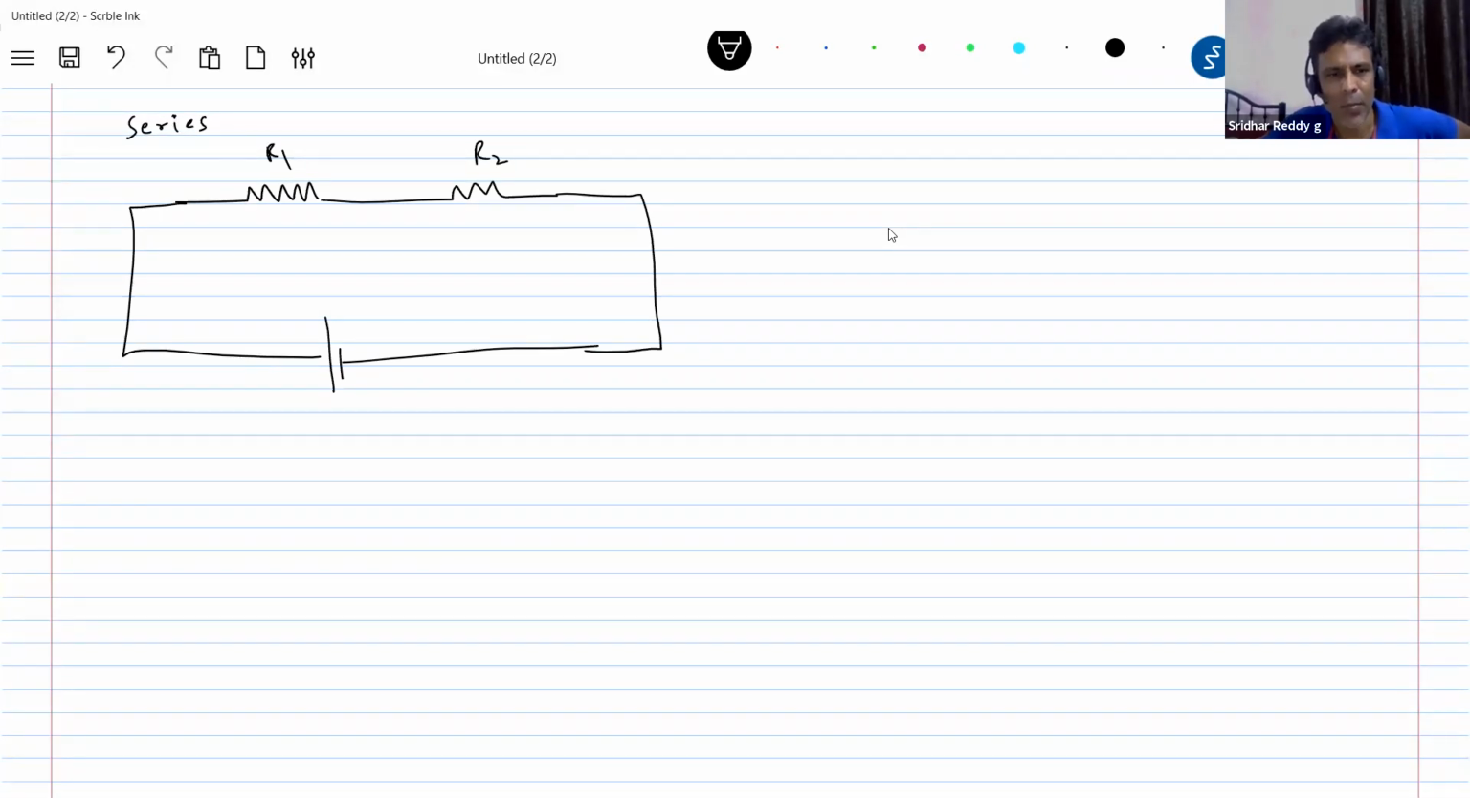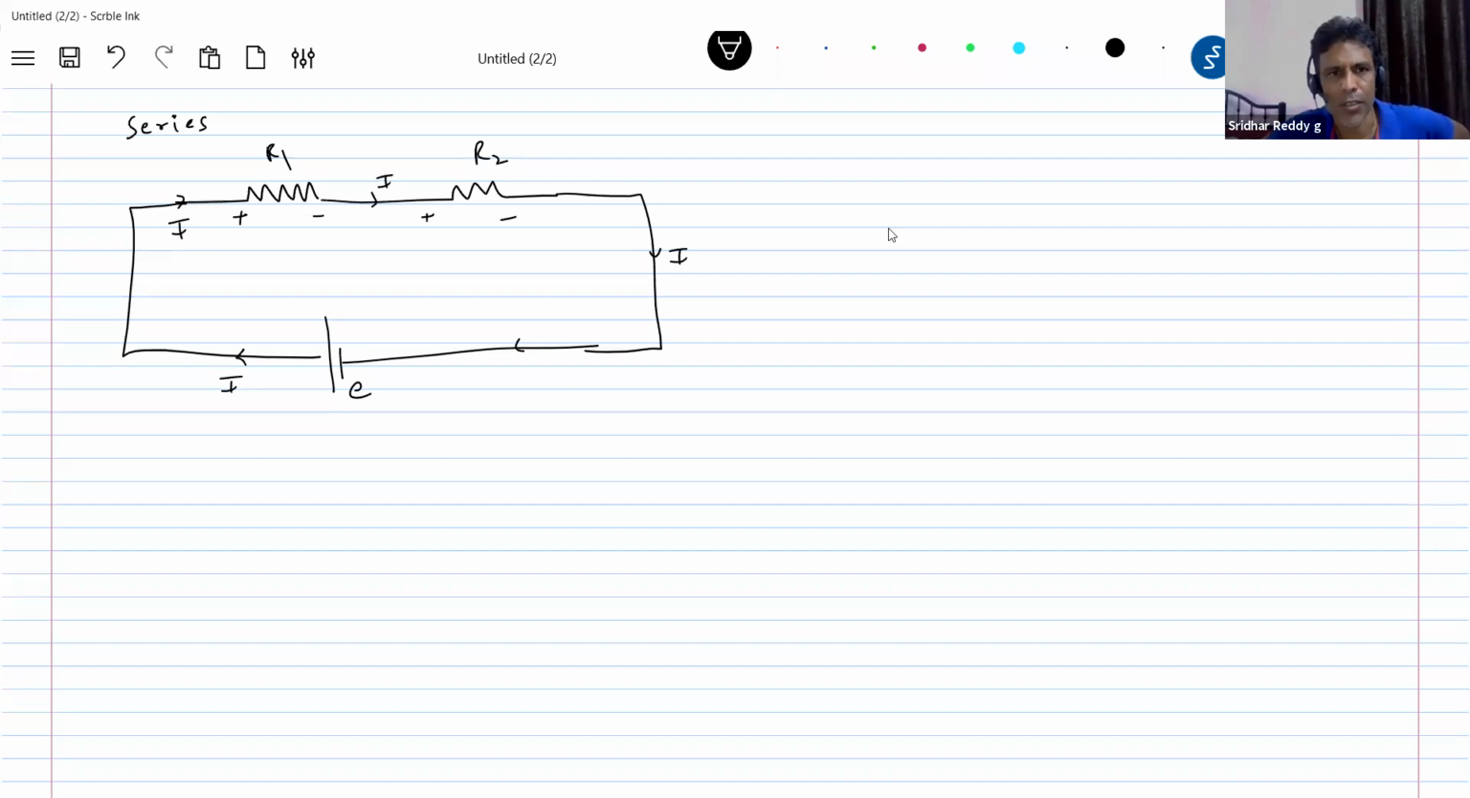There's the EMF of the cell, which you can call E. So a current I will flow. Where current enters, the end should be positive, and where it leaves, negative, because according to electrostatics, positive charge flows from higher to lower potential. Similarly here, positive, negative. So the current I will pass through it.